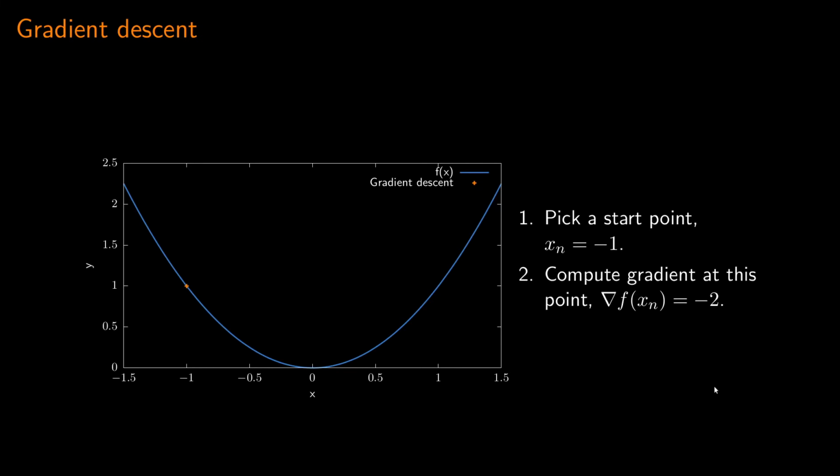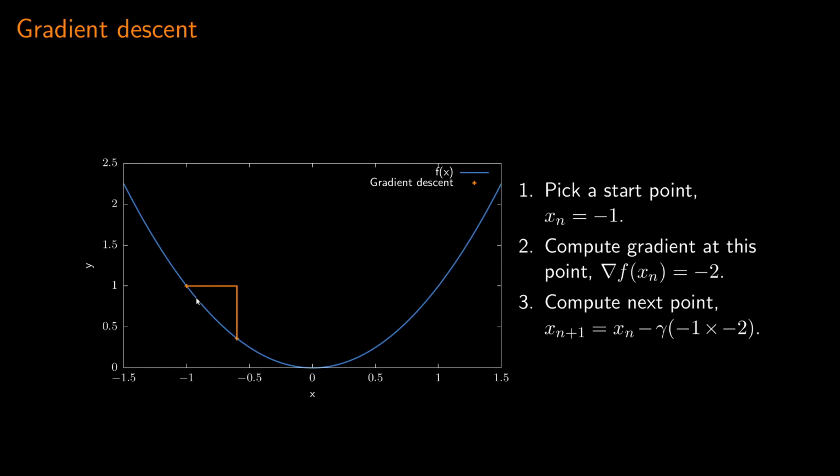We then compute the gradient at this point, so that's del f x of n, and we know from the previous slide, of course, this is y equals x squared, so the first derivative of that is 2x, so we know the gradient at any point along this graph is equal to 2x. So in this case we know that x is minus 1, so the gradient del f x of n must be equal to 2 times minus 1, which is of course minus 2, so the gradient here we know is minus 2.